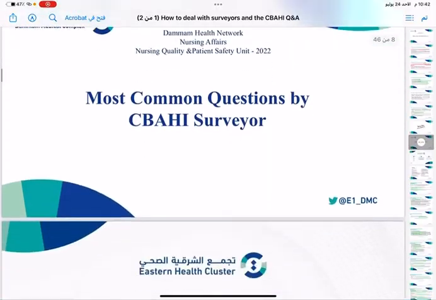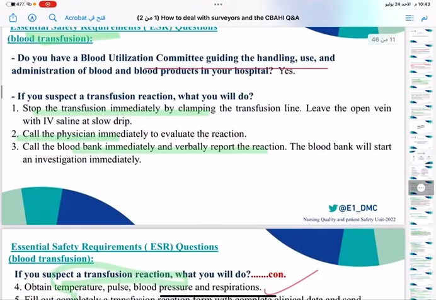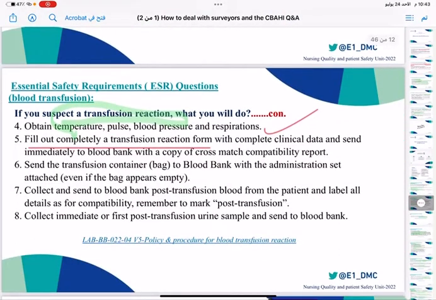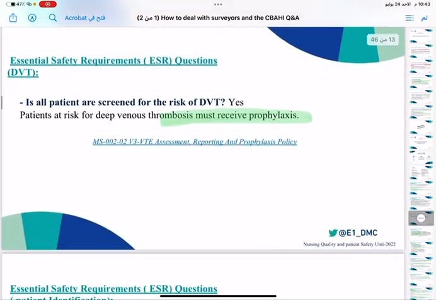For the most common questions, we start with blood transfusion, for example. When we start the blood transfusion, the main concern is transfusion reaction. If there is a reaction, what do you have to do? Clamp, then drop the normal saline, inform the doctor, take your reaction form from the blood bank, send samples, and monitor your patient.